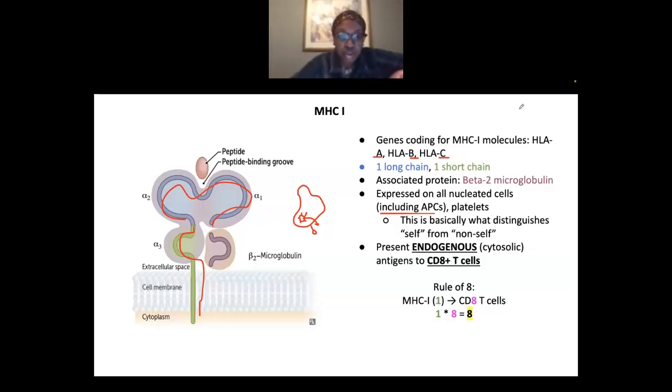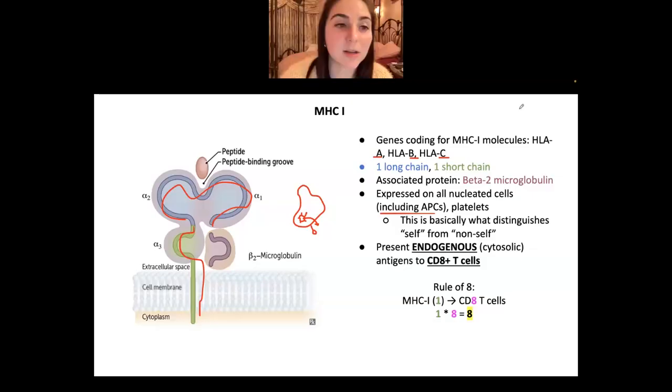Oh, good question. Why doesn't the body attack red blood cells if they don't have MHC class 1? Very good question. We'll talk about that a little bit more tomorrow with complement, but there are other receptors that tell the body, hey, I'm one of you guys, don't attack me. The red blood cells have some of those other receptors on their surface, so they don't get attacked. That's a good question.